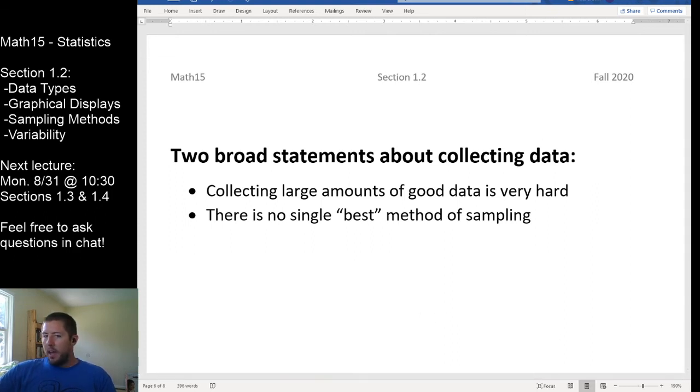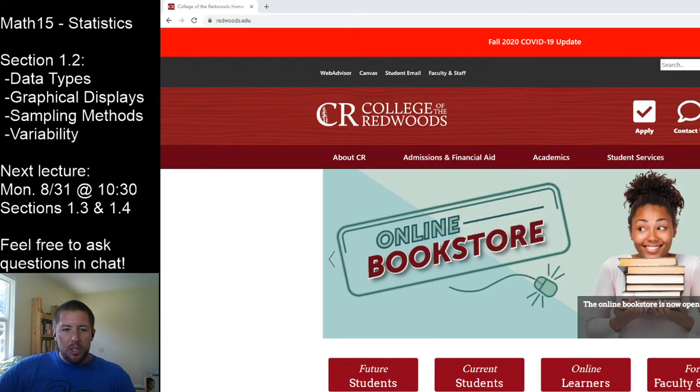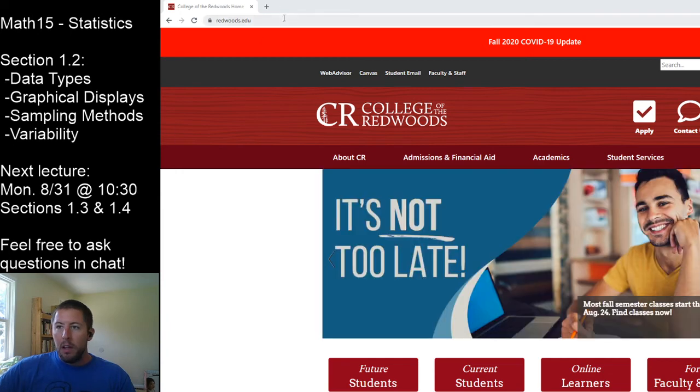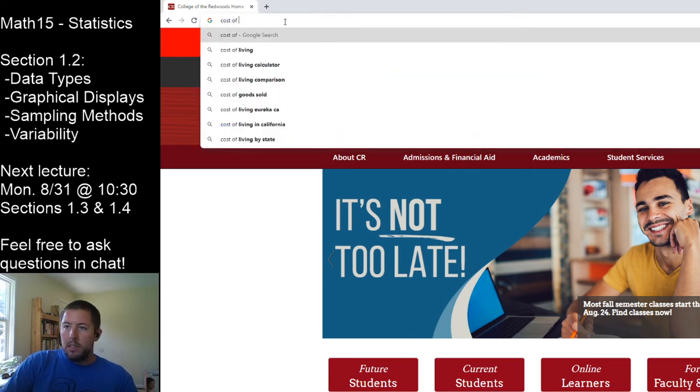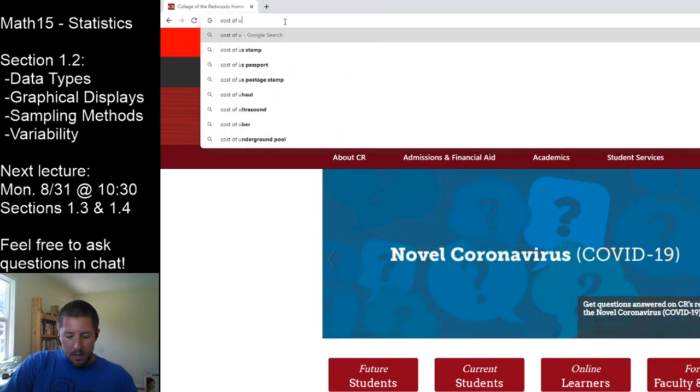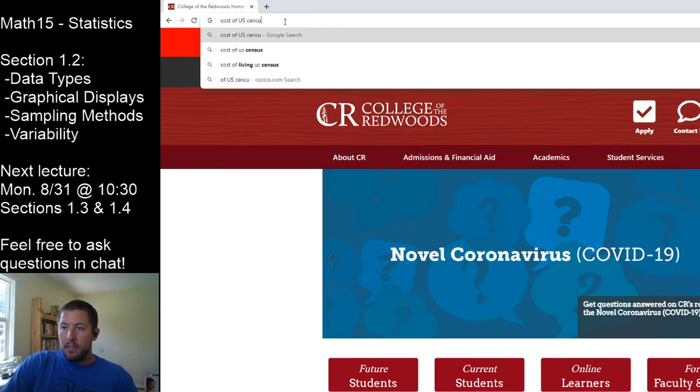And I actually want to say one other thing about this real quick. Let's just Google something real quick here. Cost of the U.S. Census.